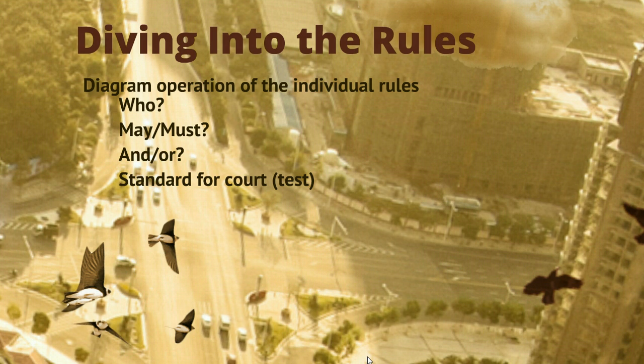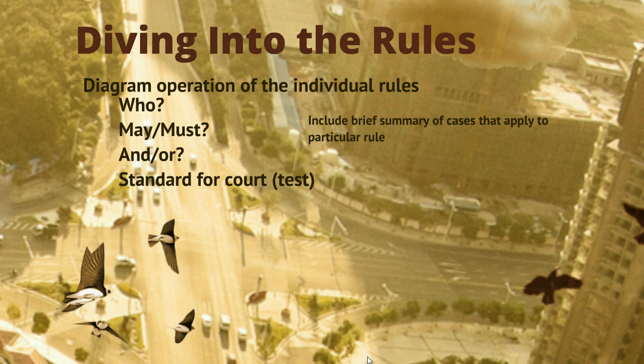Are there multiple pieces that all must be complied with? In other words, do we see an "and" separating a list of options? Or do we see "ors" separating our list of options? If it's "ors," then they're not all required. We're also going to see, as we continue through the course, more rules that have a standard for the court to use or a test for the court to use to decide whether or not the parties have complied with the rule. And those things you're going to want to have in your diagram.